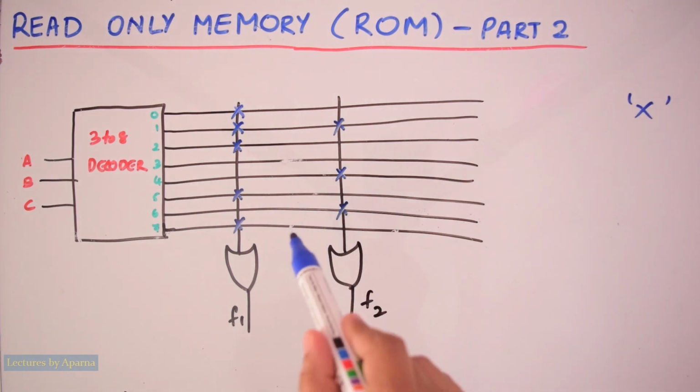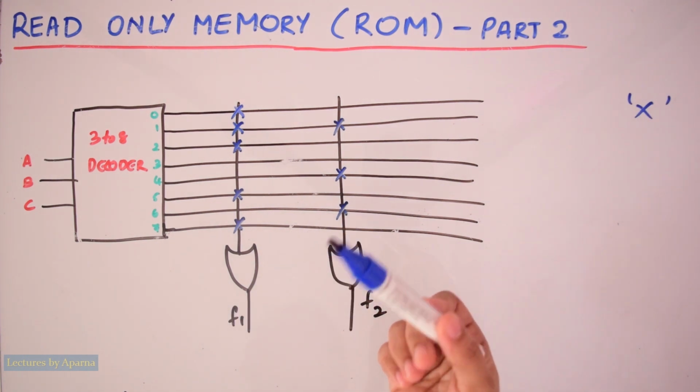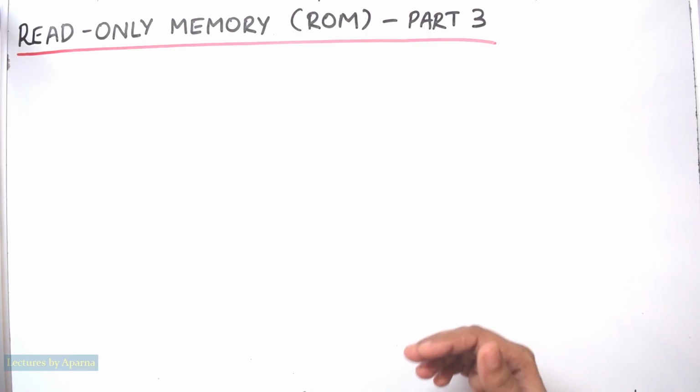So in the ROM, only the programmer can write into it, but anyone can read these functions from it. So this is how Boolean functions are implemented using ROM.